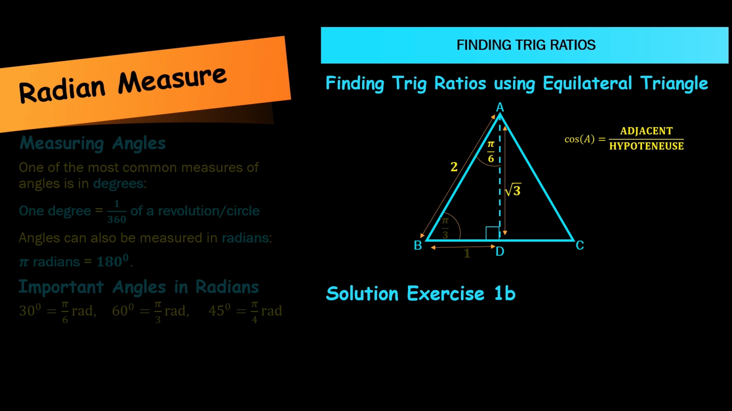And now for part B. We're required to find cos pi by 6. The formula for cos A, or cos of an angle, is equal to adjacent over hypotenuse. So let's plug these values into the formula. And so we have cos pi by 6 equals the adjacent, which is √3, over the hypotenuse, which is equal to 2. So cos pi by 6 equals √3 over 2.